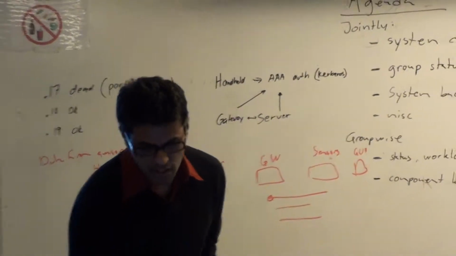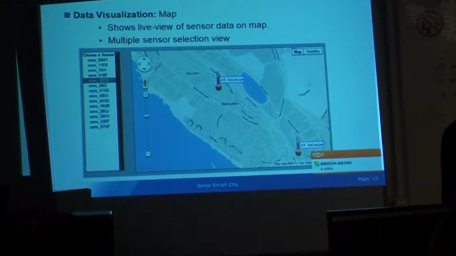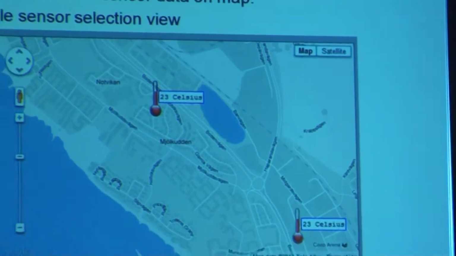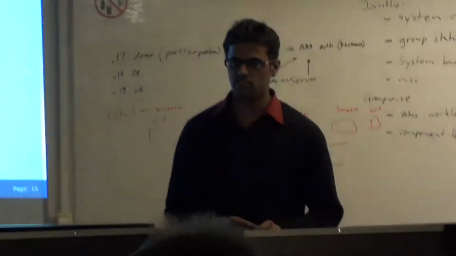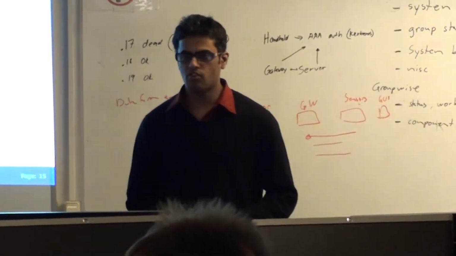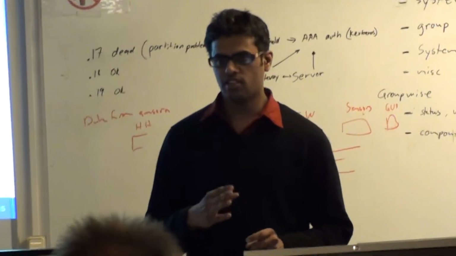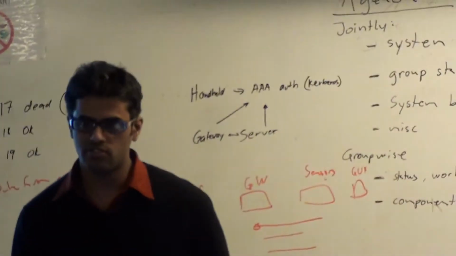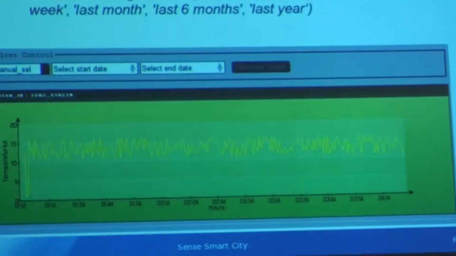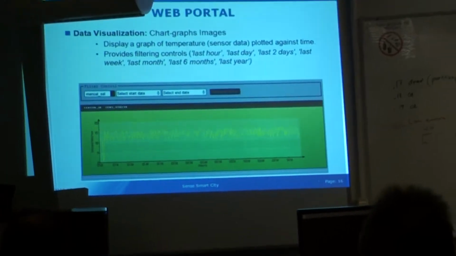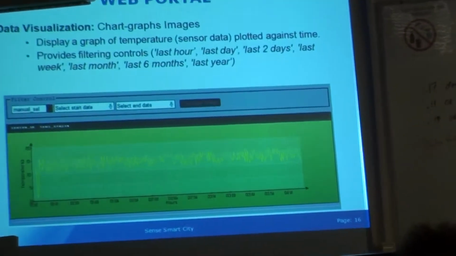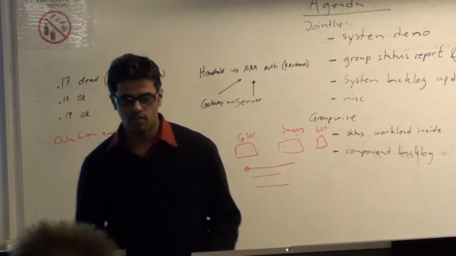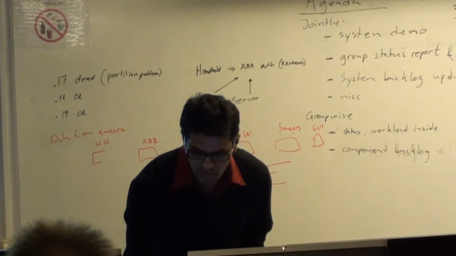When I spoke about data visualization on the server side, as demonstrated by my friend Sam, each sensor can be selected, and based on the location, you can see the temperature of that sensor as well. This shows the live view of the sensor data on the map, and we can also select multiple sensors and view this information. Then we move on to the data visualization on the graph. Here you can choose the sensors by week, month, or hour, choose the sensors' temperature, and see them on the graph. This is another functionality from the server side.